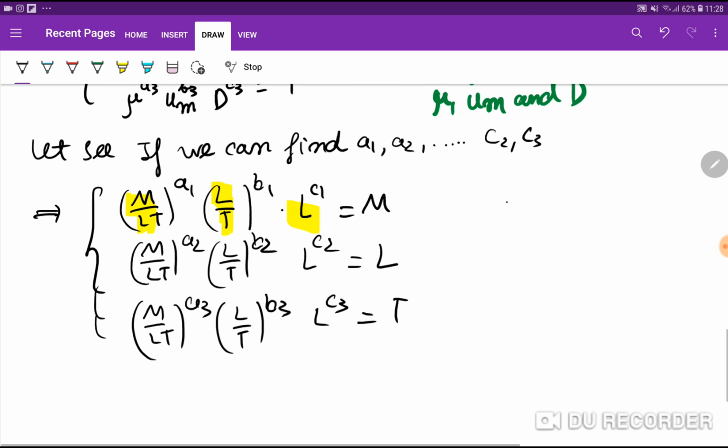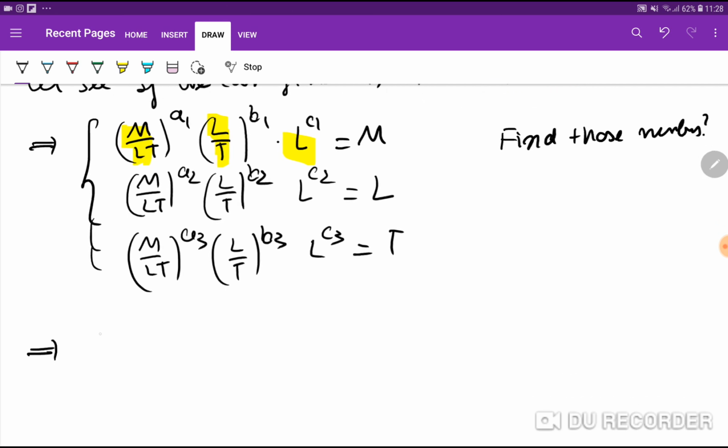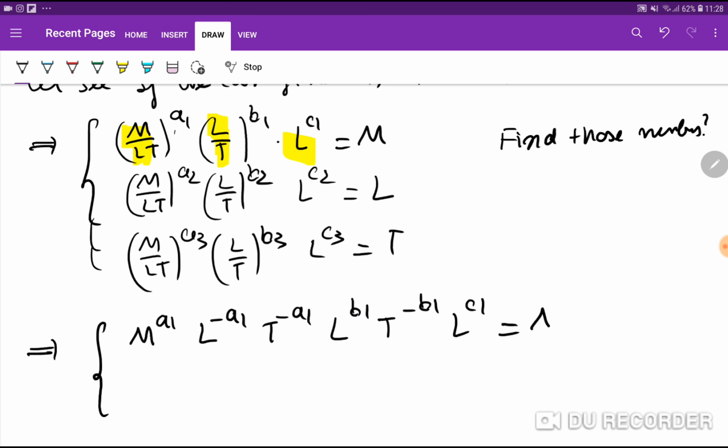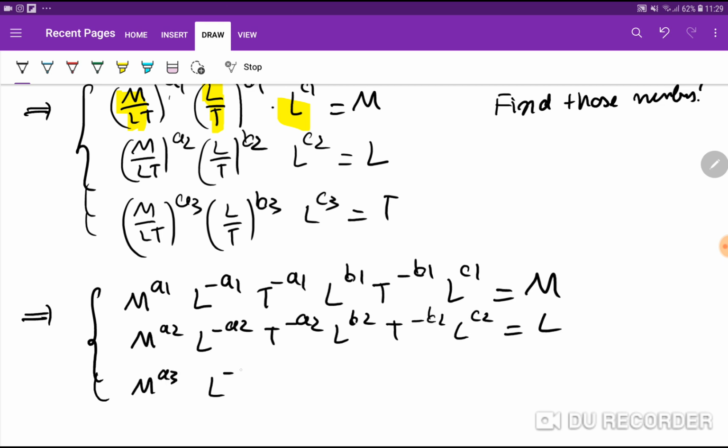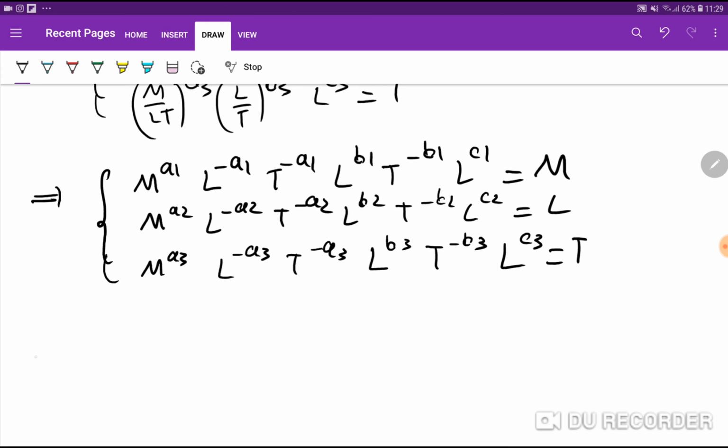So how can we find those numbers? Remember, I'm going to find those numbers, right? So let me go ahead and rearrange. This one I can say: M over LT to the power A1 is actually M to the power A1, L to the power negative A1, T to the power negative A1, L to the power B1, T to the power negative B1, L to the power C1 equals M. Similarly, I just replace A1 with A2, B1 with B2, and C1 with C2. So M to the power A2, L to the negative A2, T to the power negative A2, L to the B2, T to the negative B2, L to the C2 equals L. M to the A3, L to the negative A3, T to the negative A3, L to the B3, T to the negative B3, L to the C3 equals T. Okay, let's group them.